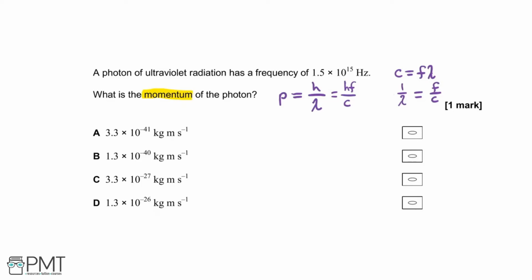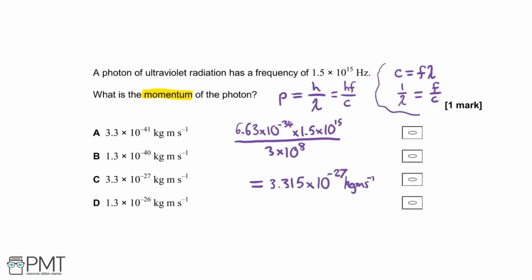So let me just separate these two sets of equations so there's no confusion. So now we can substitute in our values. So we end up with 3.315 times 10 to the minus 27 kilogram meters per second, and that's going to be closest to answer C.